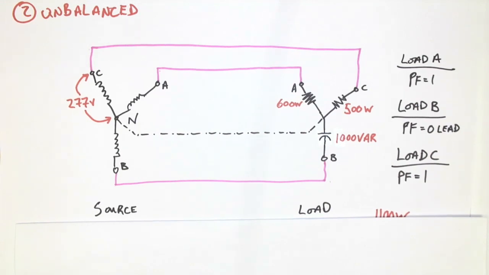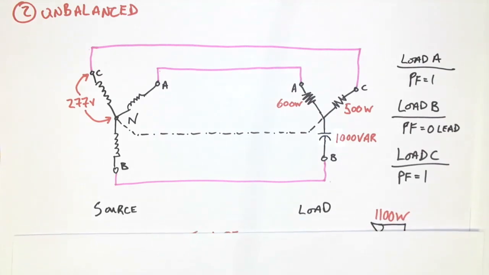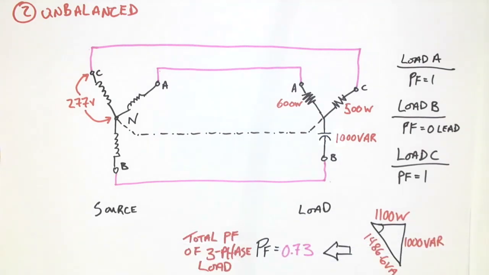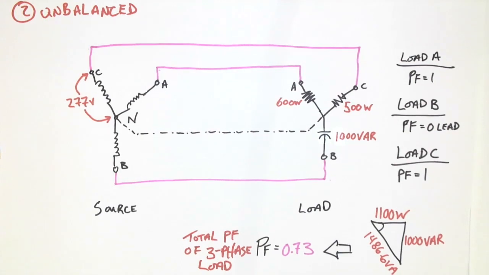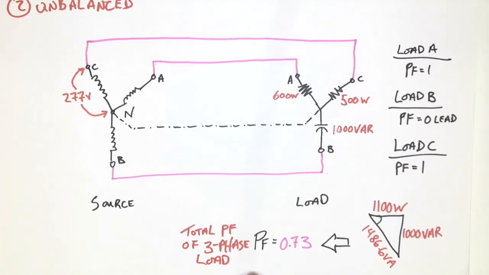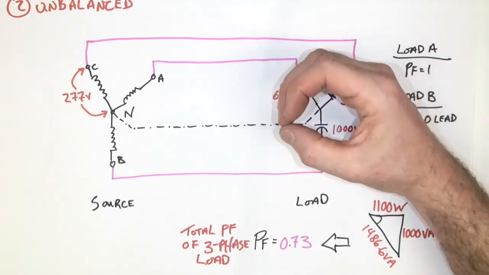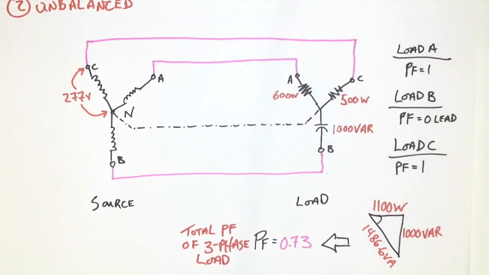When we determine the total VA of this entire system, the load then exhibits a total of 1486.6 VA. And that was determined by using Pythagoras with the 1000 var and the 1100 watts. Again, the total power factor for this entire load of 3 different objects is 0.73.